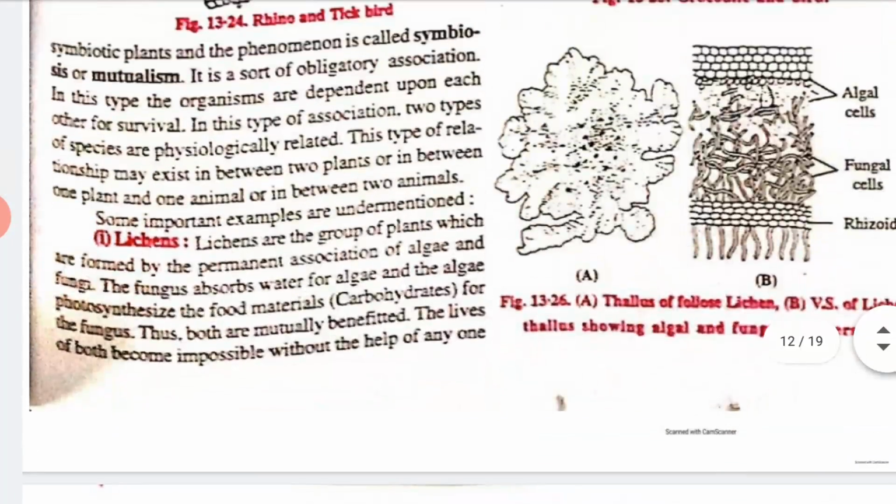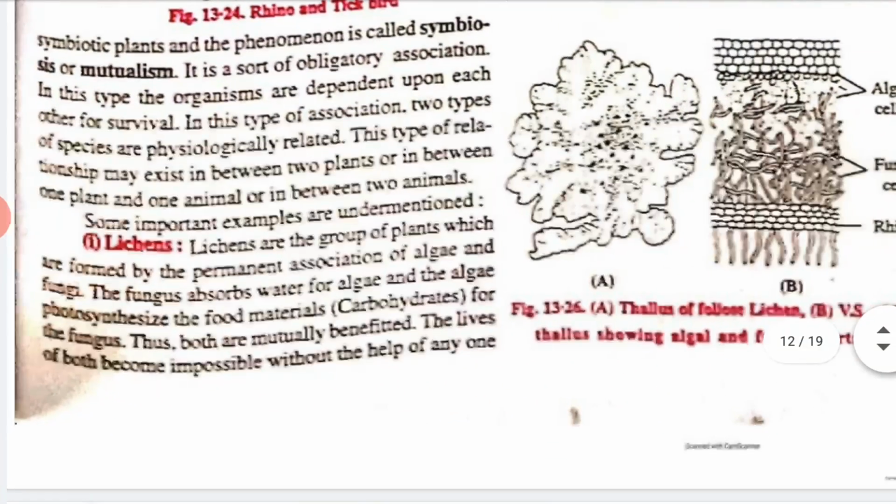Now, lichens. I have already told you what lichens are. Again, let's talk about it. Lichens are a group of plants which are formed by a permanent association of algae and fungi. So we have two types of lichens, and the body of the lichen is the thallus.